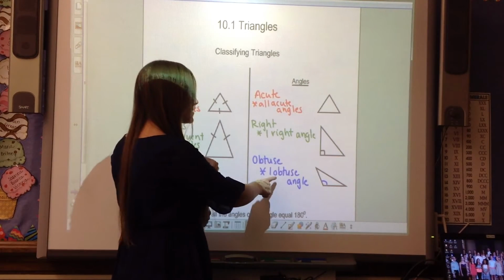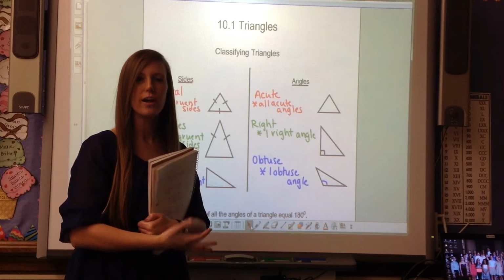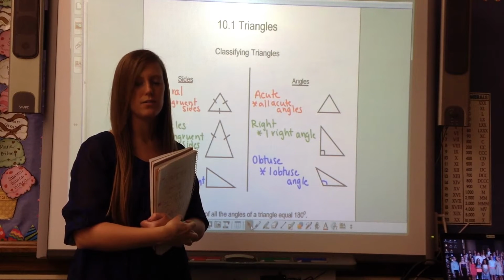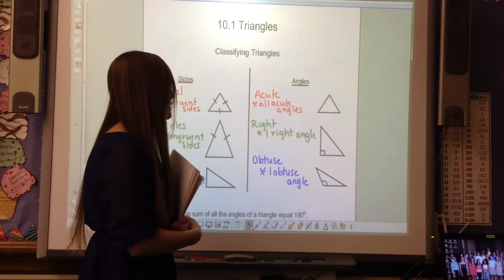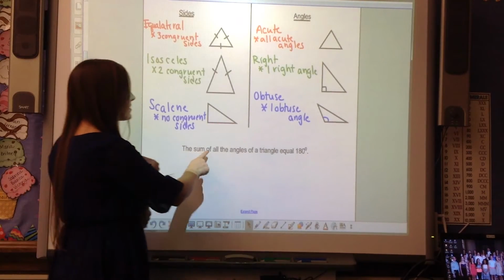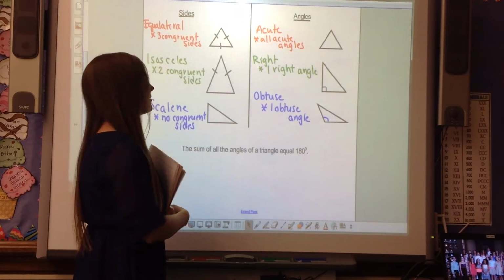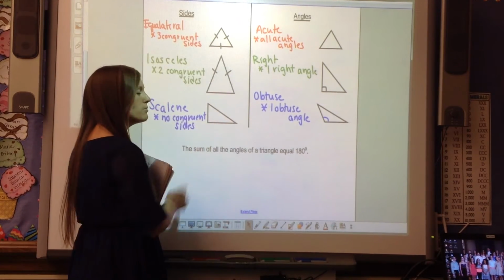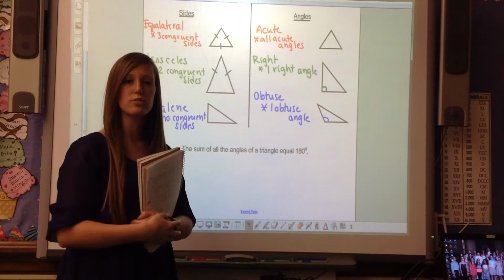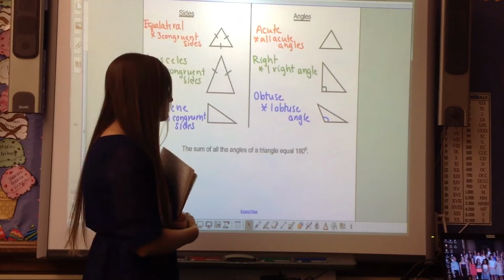Same with obtuse. Obtuse only has one obtuse angle because can you make a triangle with three obtuse angles? No, it's not possible. The only other background knowledge that you're going to need to know is that the sum of all the angles in a triangle equal 180 degrees. So if I were to add all the angle measurements in this triangle, if I got a protractor out and measured them, they would equal 180 degrees.